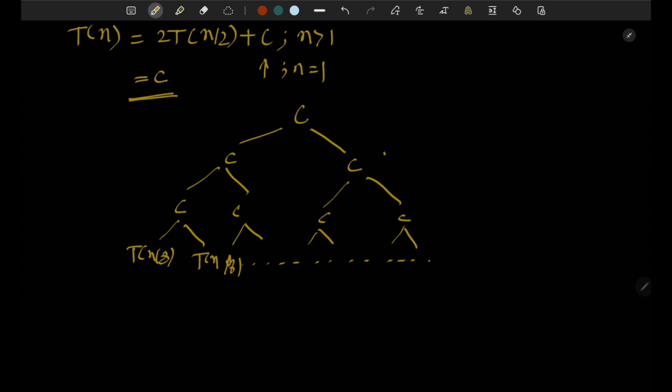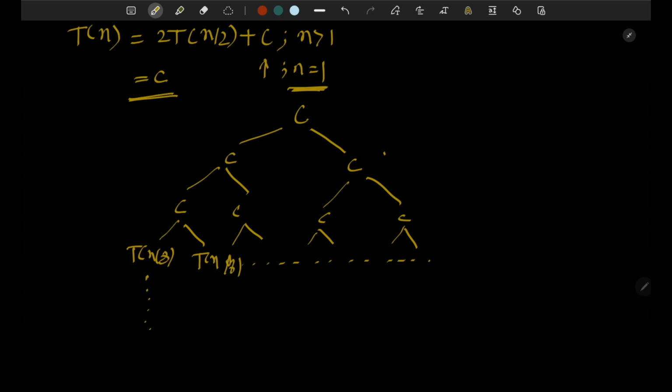But the problem here is that we want to stop it at some point of time. We could not be doing it forever. We need to stop it somewhere. And when do we stop it? We stop it when the value of n is 1. So when this value of n becomes 1, then we stop it.